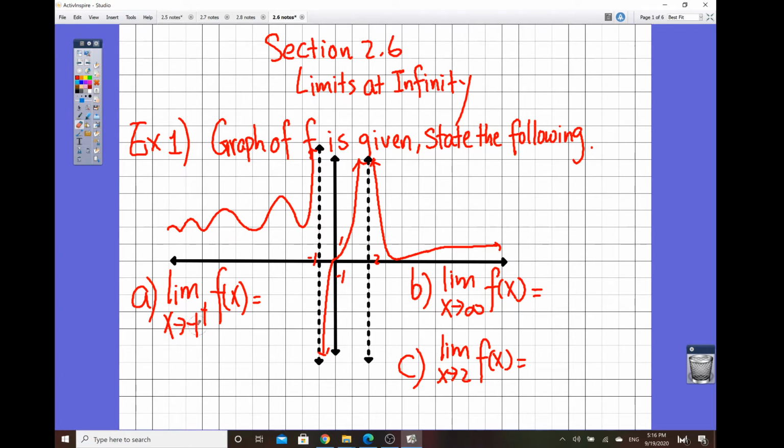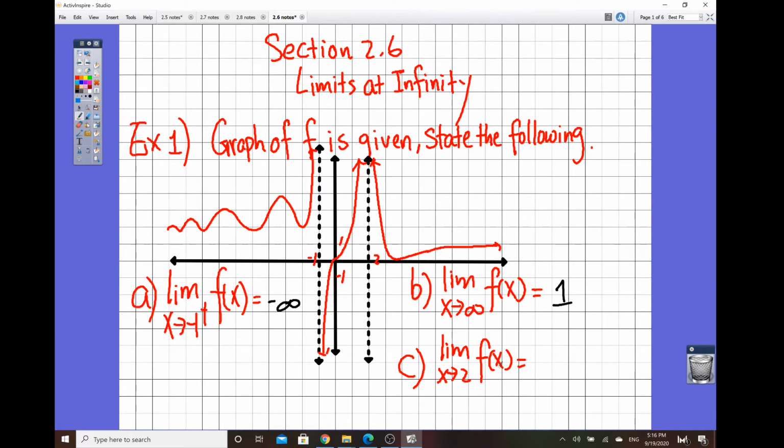So the limit as x approaches -1 from the right-hand side for f of x. Approaching -1 from the right-hand side means coming from this direction. So that one is what? Negative infinity. And then for the next one, limit as x goes to infinity. This one looks like it's getting close to what? 1. So there's a hidden horizontal asymptote here, and that'll be 1.